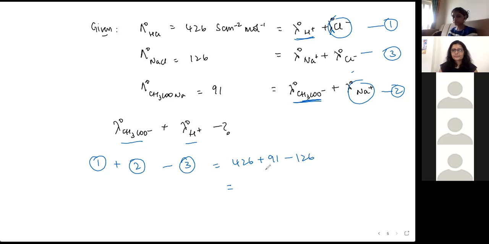Shantanu, did you get the hang of it? Yes, ma'am, I understand. This is more mathematics or logic than chemistry. The only chemistry you need to know is splitting this into ions.